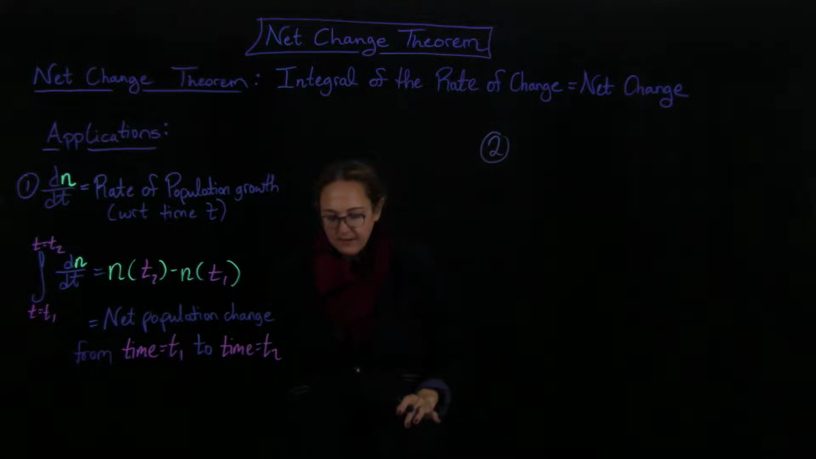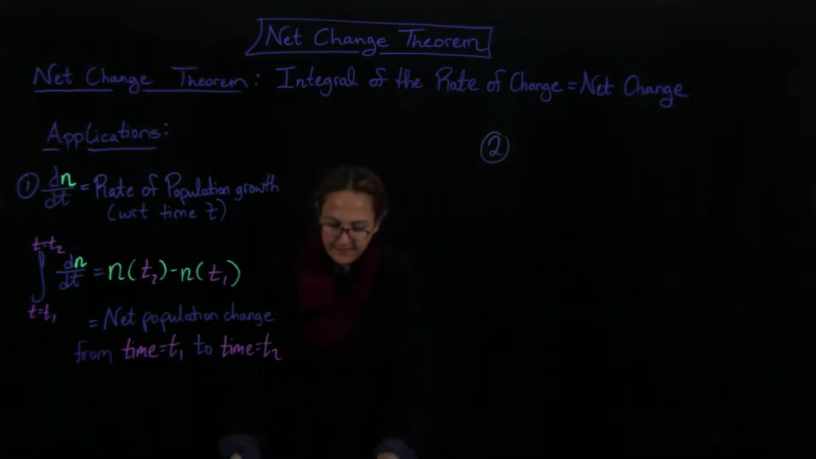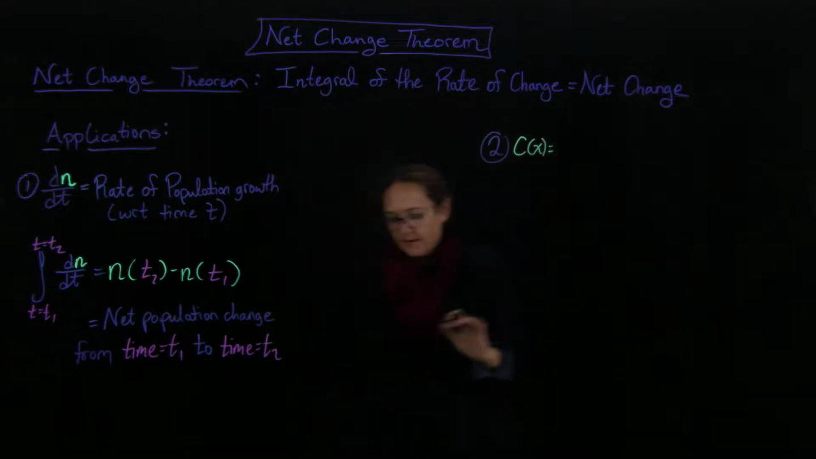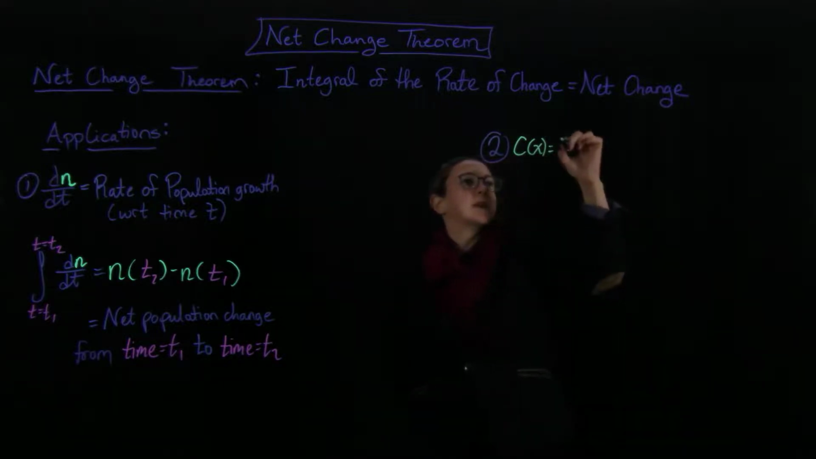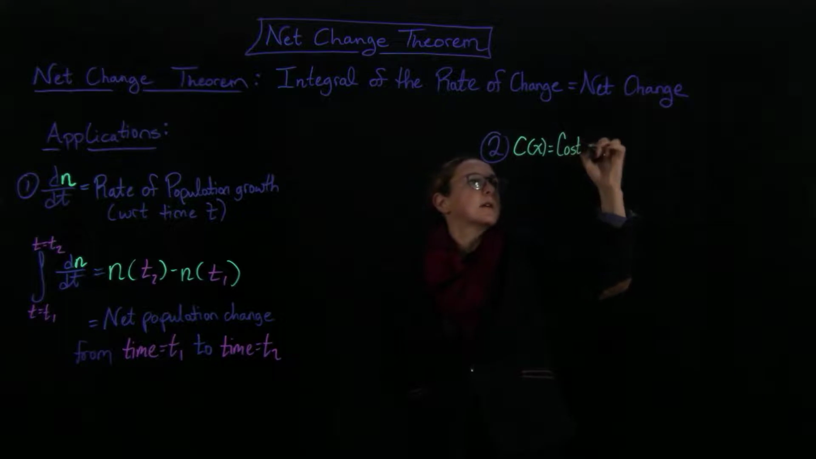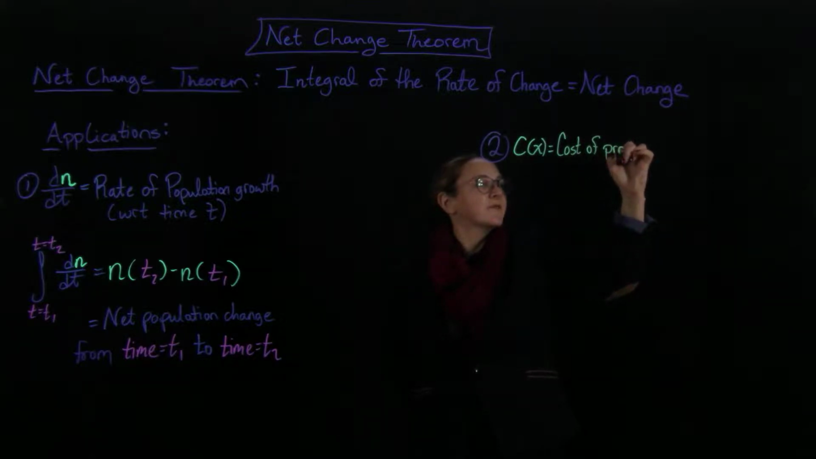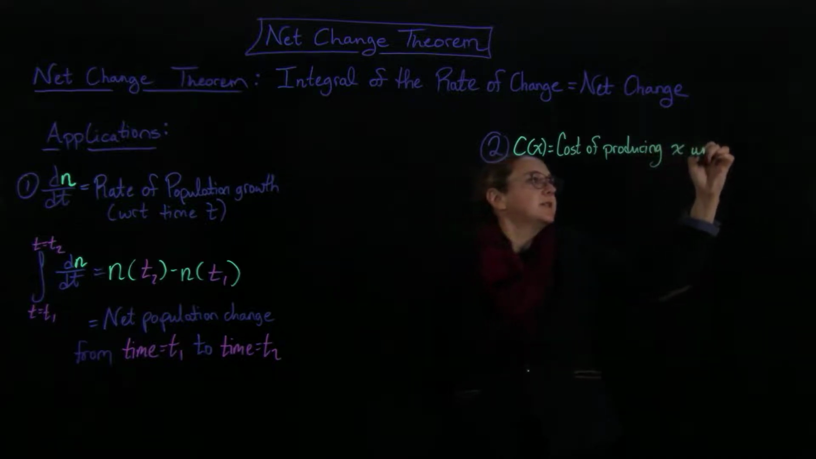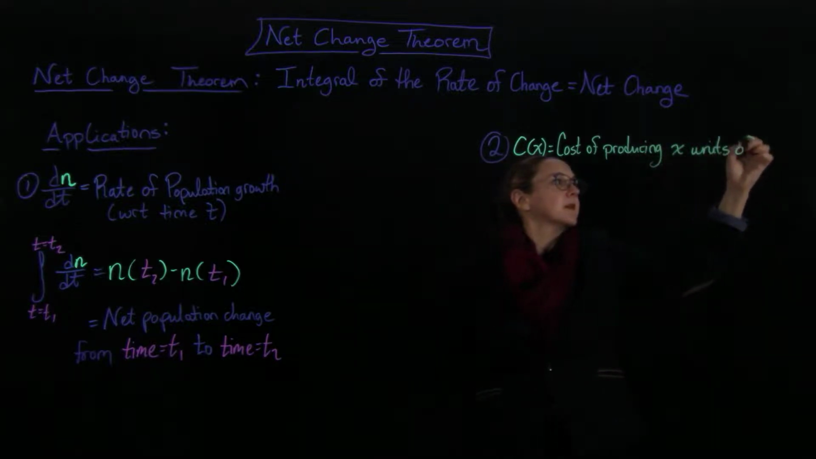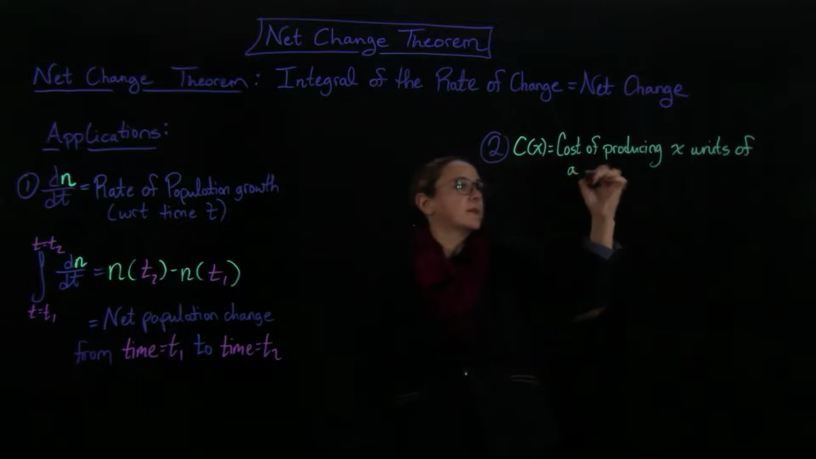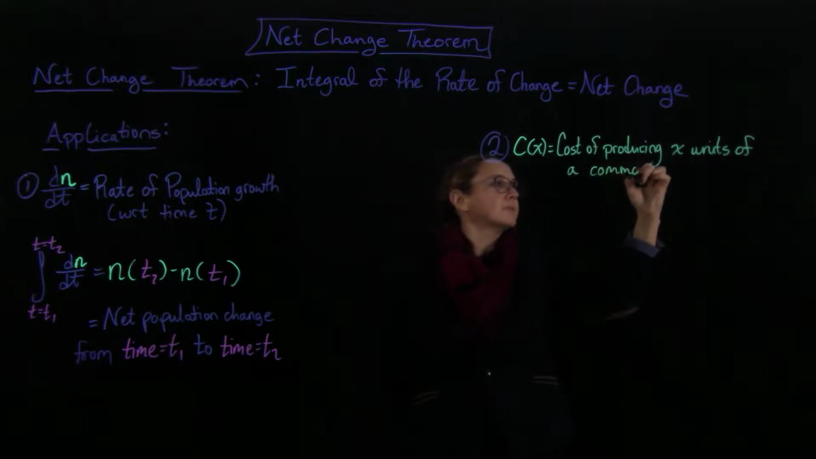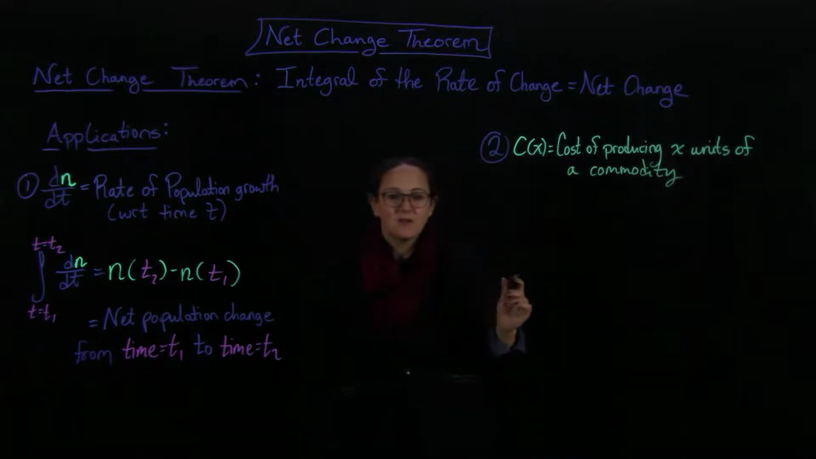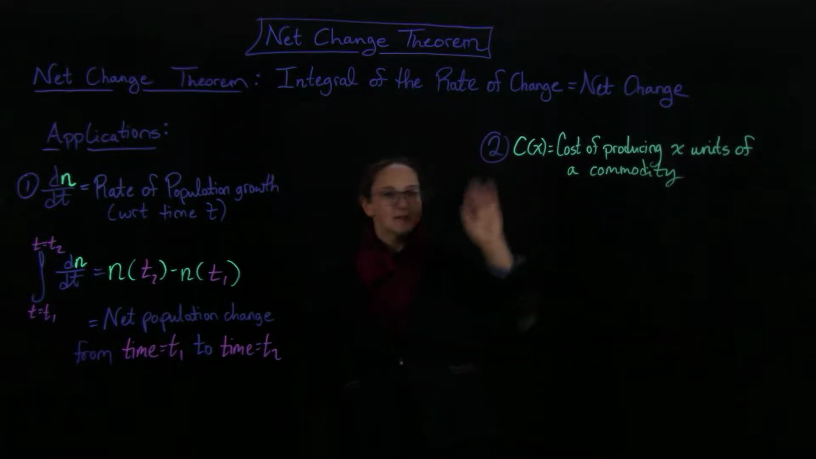Okay, and now what we're going to look at, so here C of x is going to equal the cost of producing x units of some commodity, whatever the commodity is. Okay, so our function C, if I want to know the cost of producing 3 units, I stick 3 into this C.